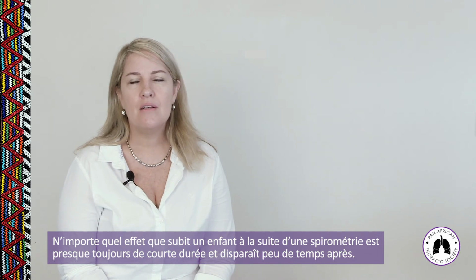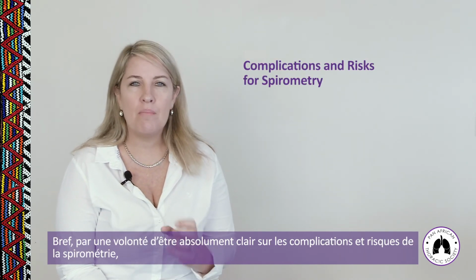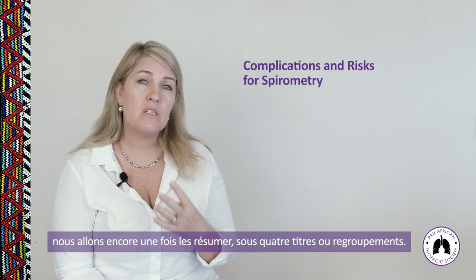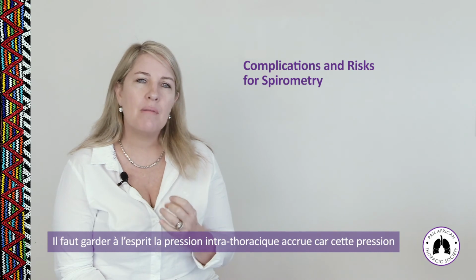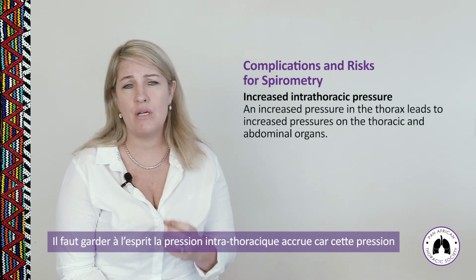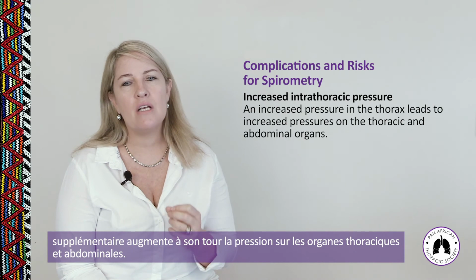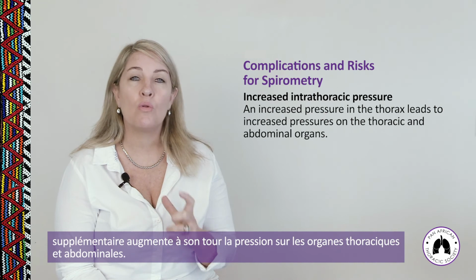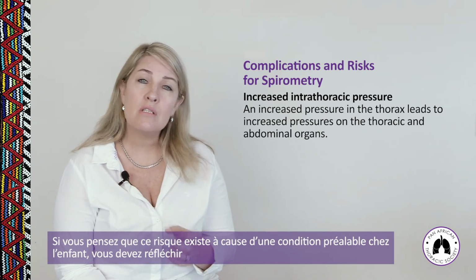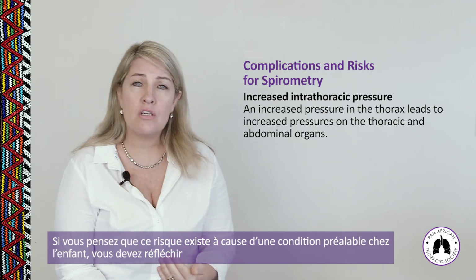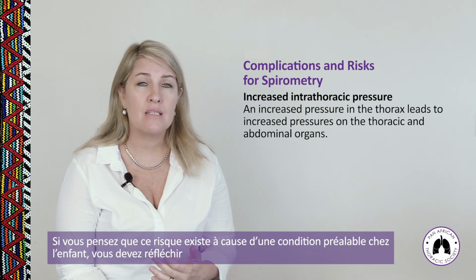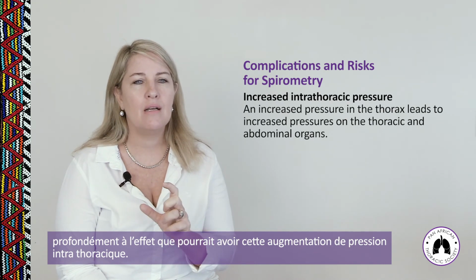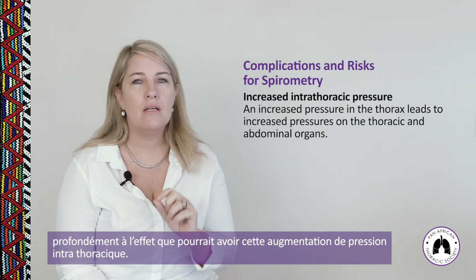So just to be very clear on the complications and risks for spirometry, again, we've divided this into 4 separate headings. You need to think about the increased intrathoracic pressure. If there is an increased pressure in the thorax, this leads to an increased pressure on the thoracic and abdominal organs. If you think there is a risk involved with this, with any condition that the child may have that is pre-existing, you need to think carefully about the effect of that increased intrathoracic and intra-abdominal pressure in that child.